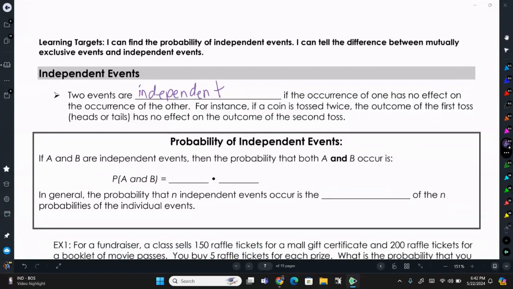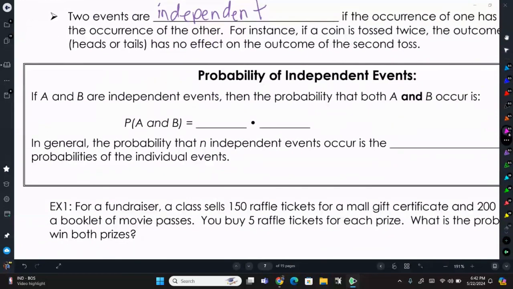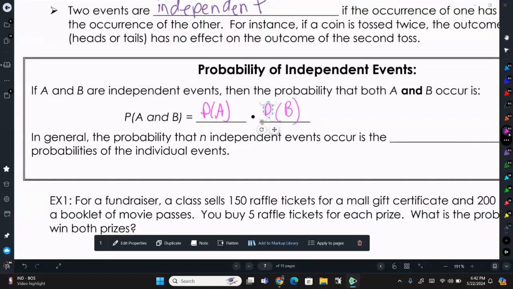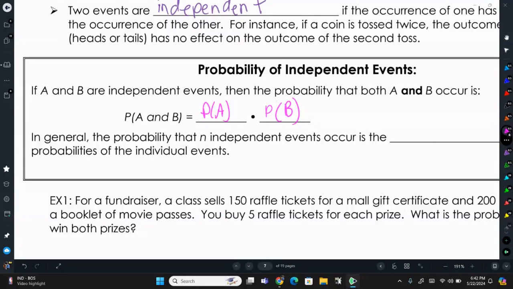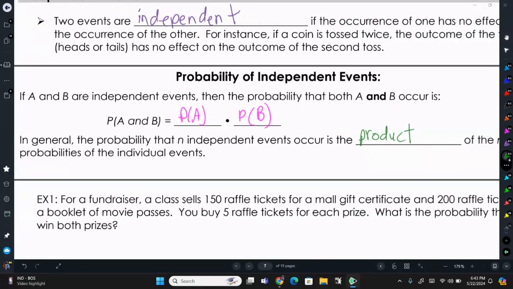So to calculate the probability of independent events, if A and B are independent events, the probability is the probability of A times the probability of event B. So in general, the probability that n independent events occur is the product of the probabilities of those individual events.